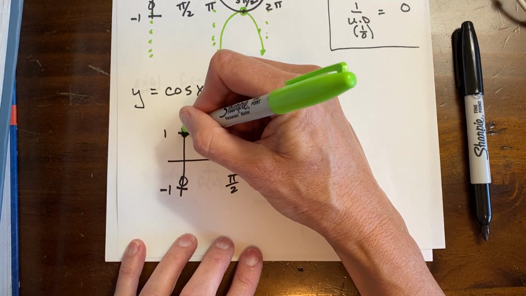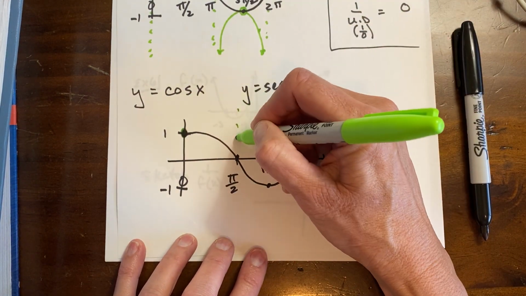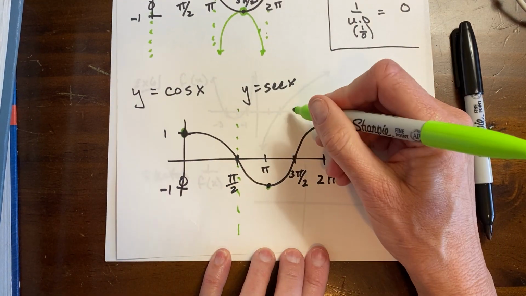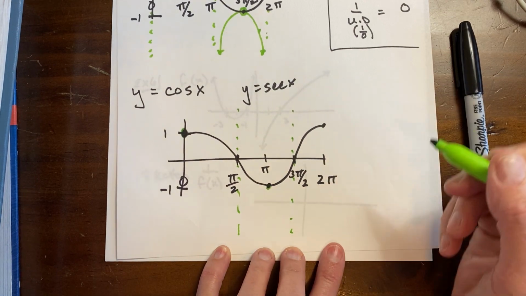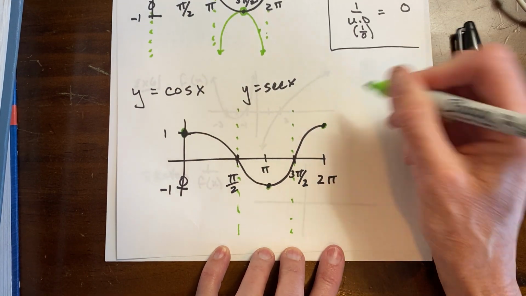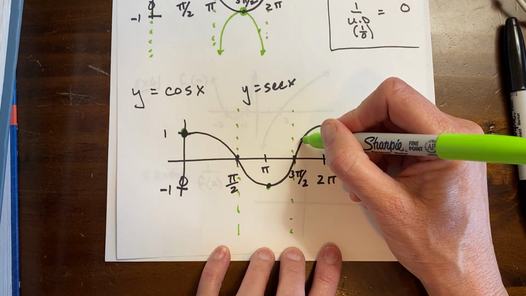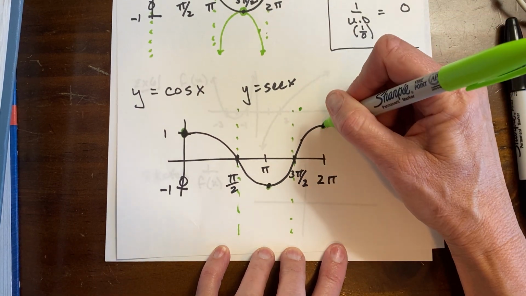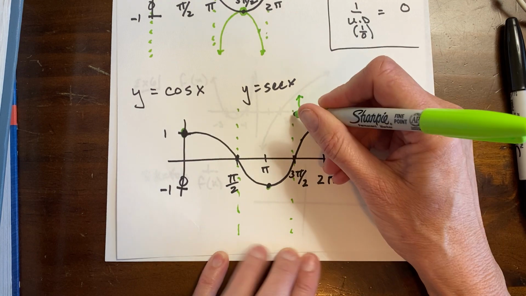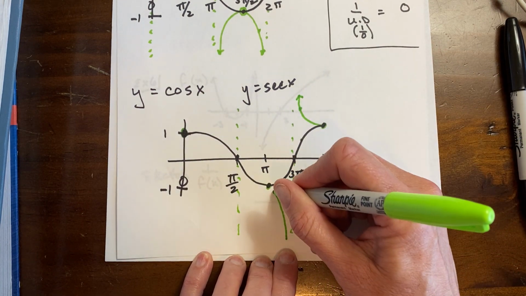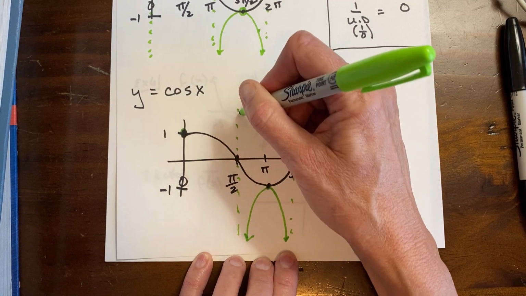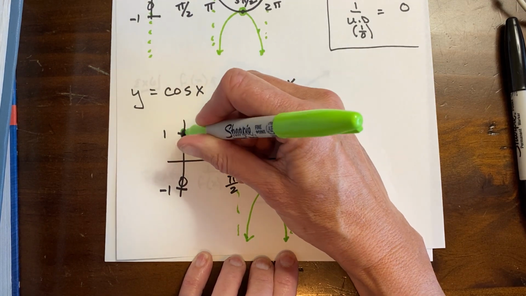The reciprocal of 1 is still 1. The reciprocal of 0 is undefined. The reciprocal of -1 is -1. The reciprocal of 0 is undefined. The reciprocal of 1 is 1. The reciprocal of a small number is going to be a large number. Again, if we start from the right, at the asymptote it jumps, goes through that value but does not cross, and then it jumps at this asymptote and it goes here.